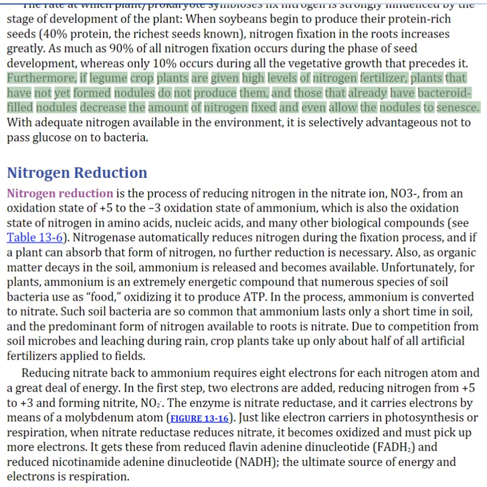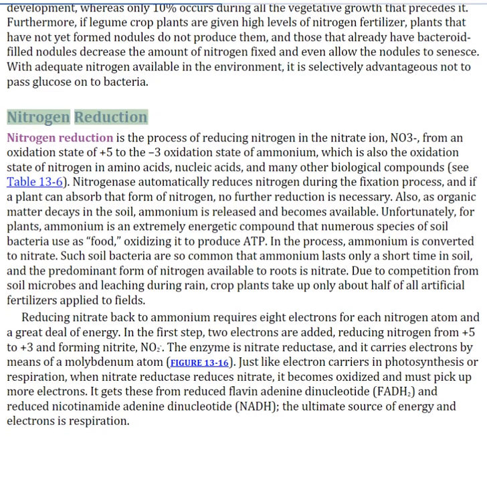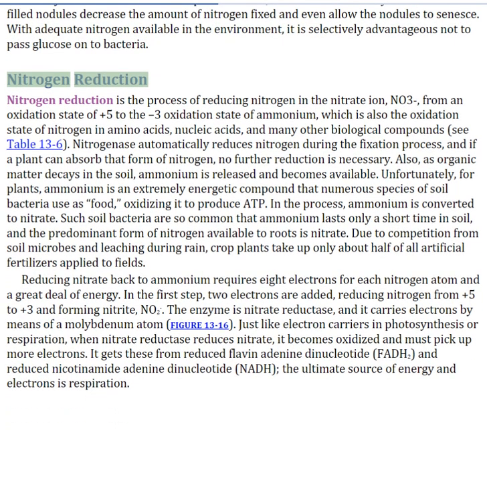Furthermore, if legume crop plants are given high levels of nitrogen fertilizer, plants that have not yet formed nodules do not produce them, and those that already have bacteroid-filled nodules decrease the amount of nitrogen fixed and even allow the nodules to senesce. With adequate nitrogen available in the environment, it is selectively advantageous not to pass glucose on to bacteria.